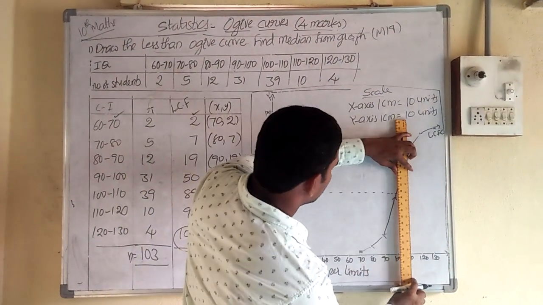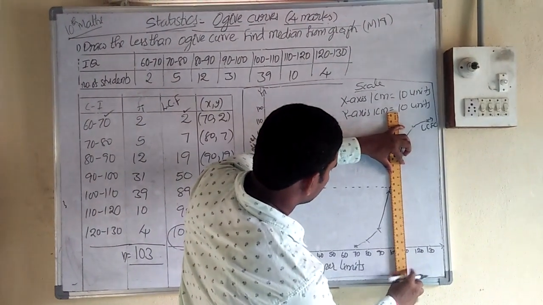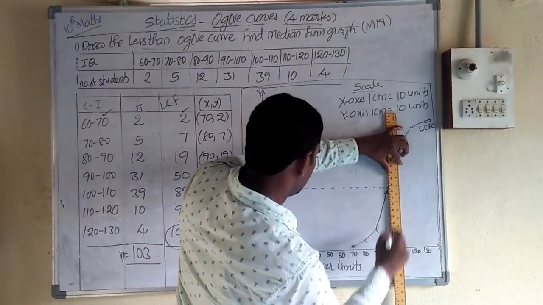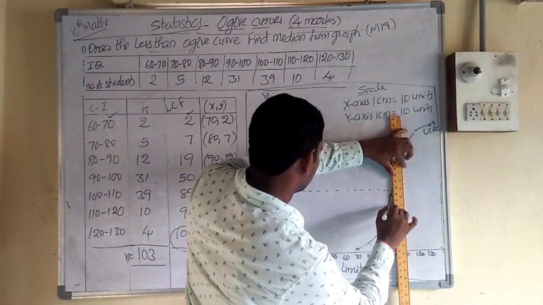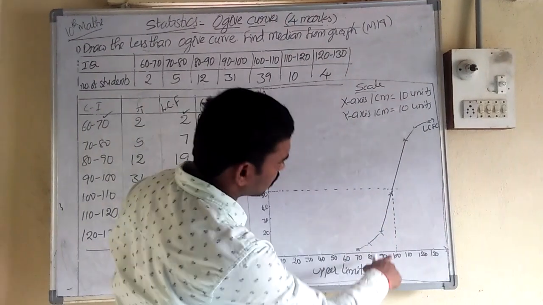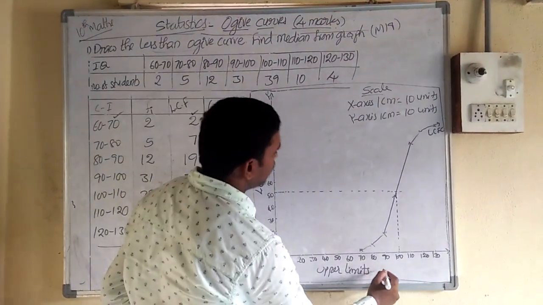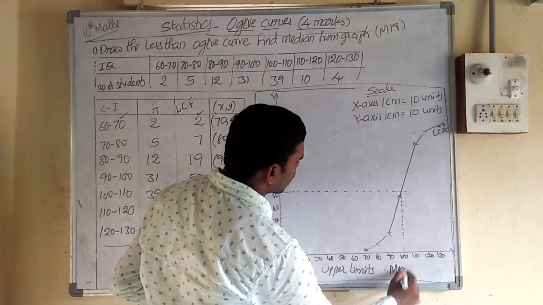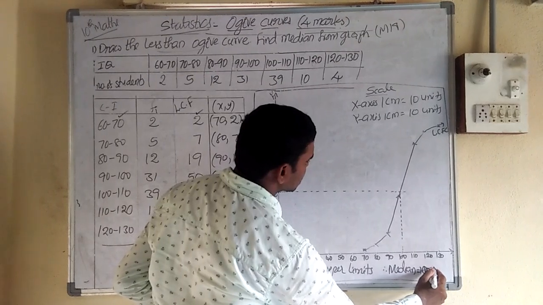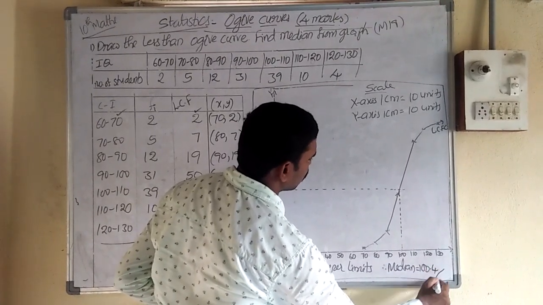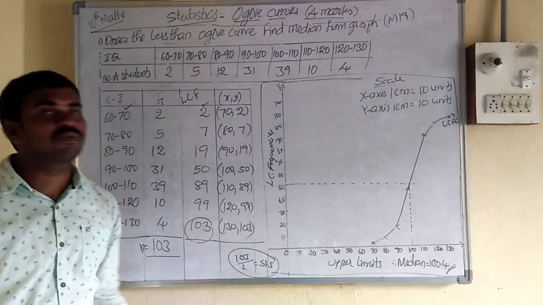And take it and join. After 100 it intersects on the x-axis. Therefore the median equals 100 point something, for example 5 or 4. The median answer is 100.4. So this is the less than cumulative curve.